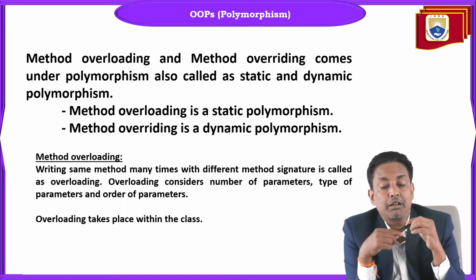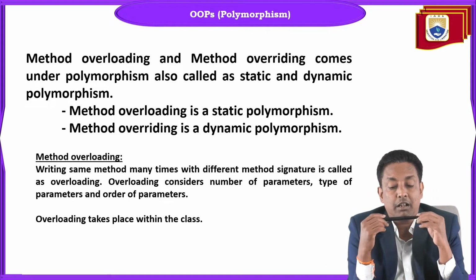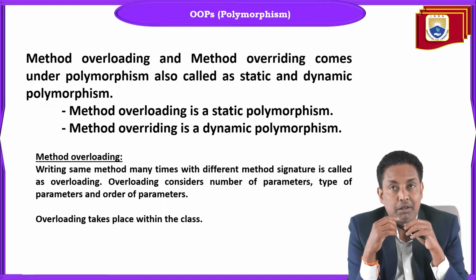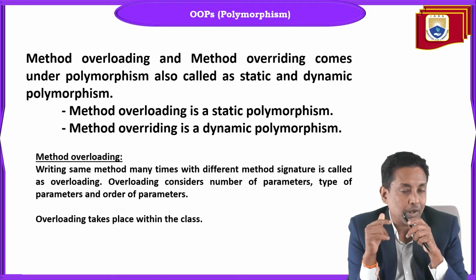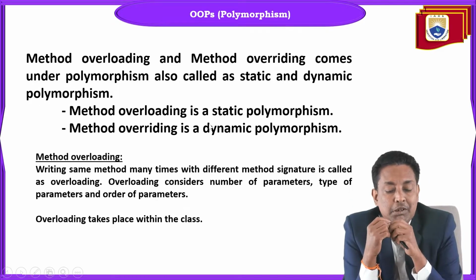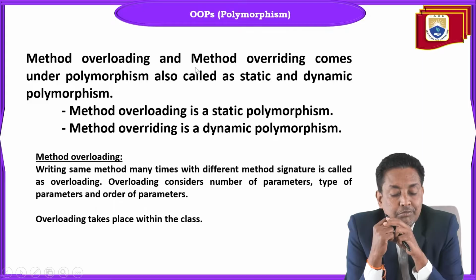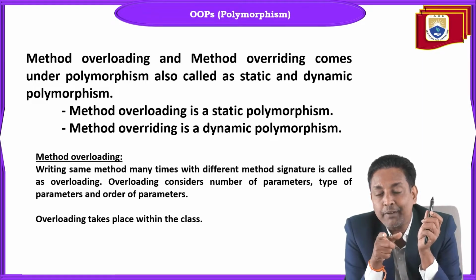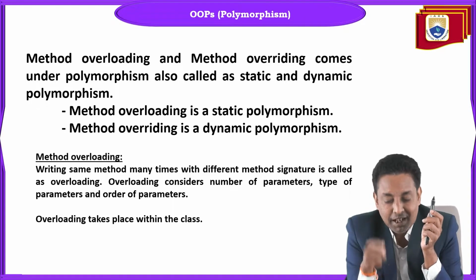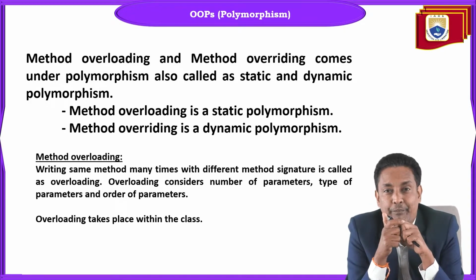Coming to method overloading. Method overloading and method overriding come under polymorphism, also called static and dynamic polymorphism. Why it is called static and dynamic polymorphism, that we'll discuss. Method overloading is a static polymorphism. Method overriding is a dynamic polymorphism. That's why method overriding is also called runtime polymorphism, dynamic polymorphism.